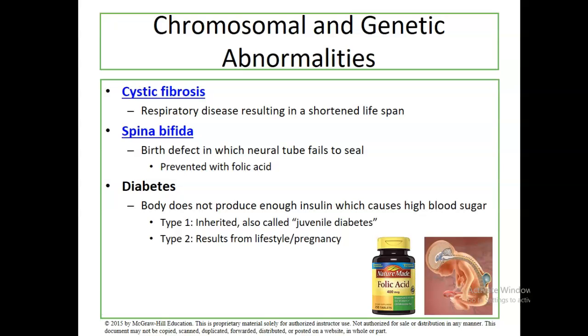Diabetes, this is probably something that many people have heard about. It's important to understand that there's a genetic link to diabetes. It's not completely determined by our environmental experiences. There's two types. We have type 1, which is strictly inherited, also called juvenile diabetes, and then we have type 2, which does have a genetic component to it, but really results more so from lifestyle, so there's a much stronger environmental influence to it.